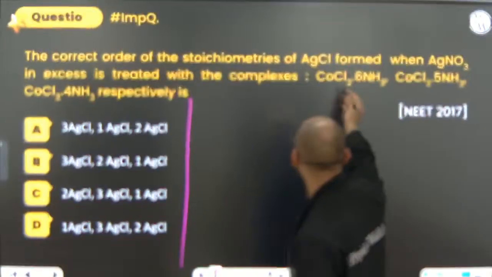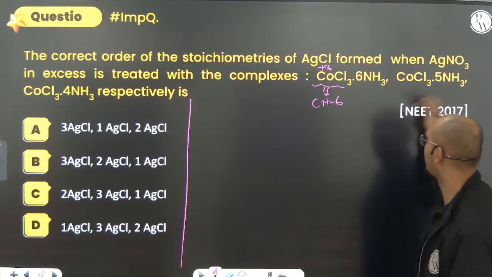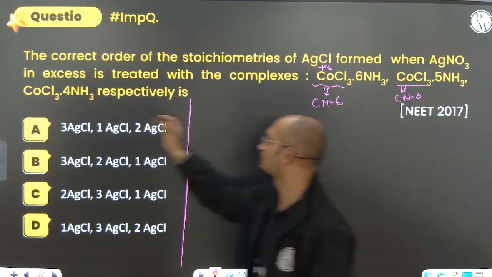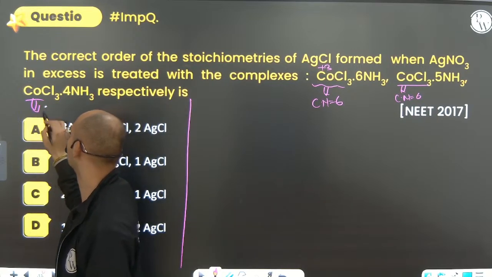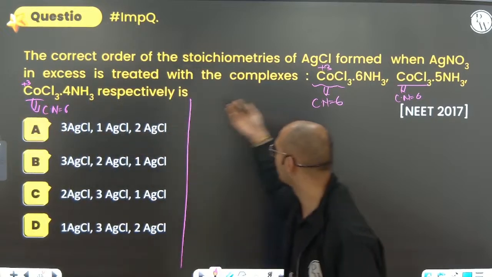Now can you see cobalt here is how much? +3. Cobalt here is +3, so therefore coordination number comes to be 6. Here also everywhere the coordination number is going to be 6. Coordination number is 6. Coordination number here also is 6. Can you see? Coordination number is going to be 6 because it is +3, +3, +3. So can you make it? Yes, we can make it.